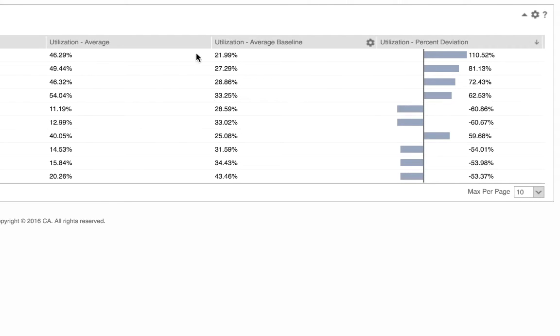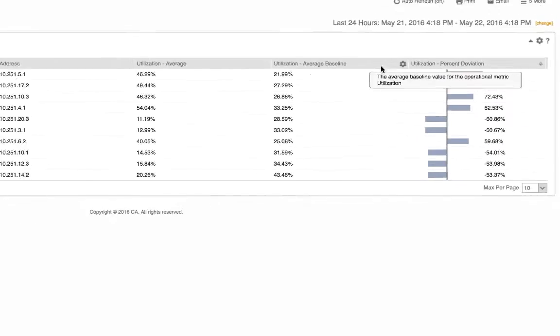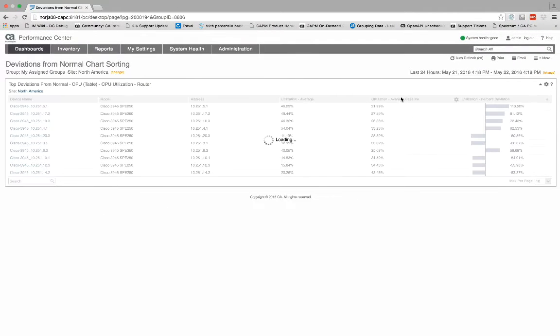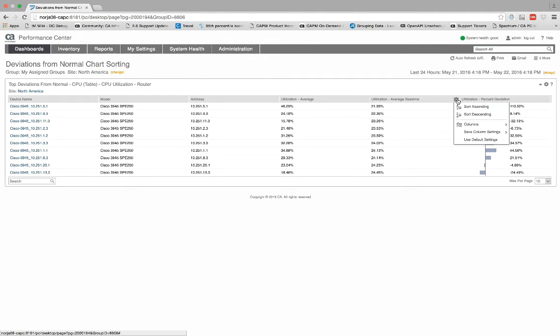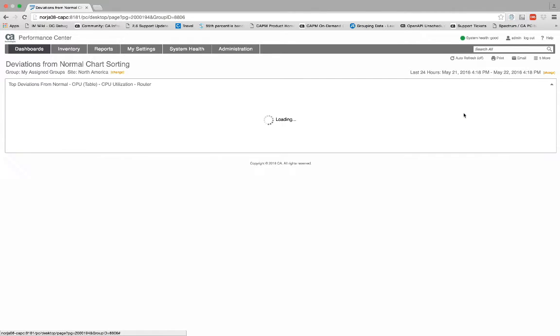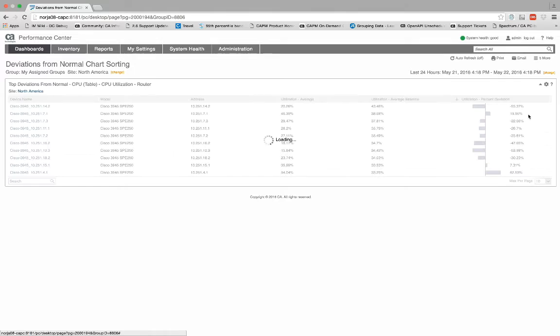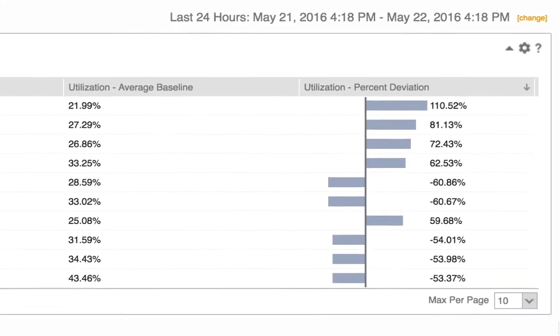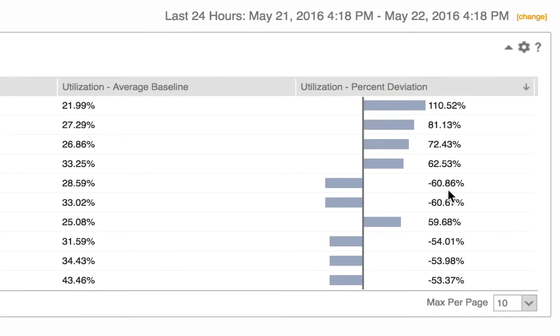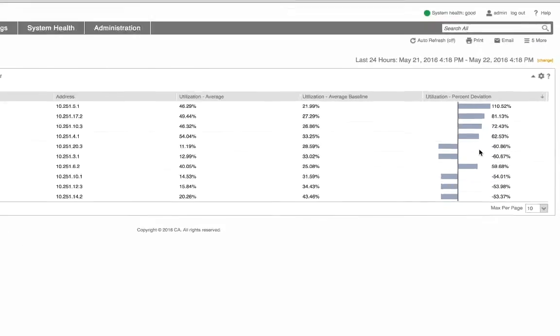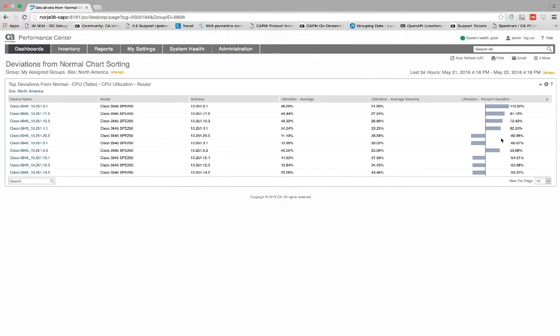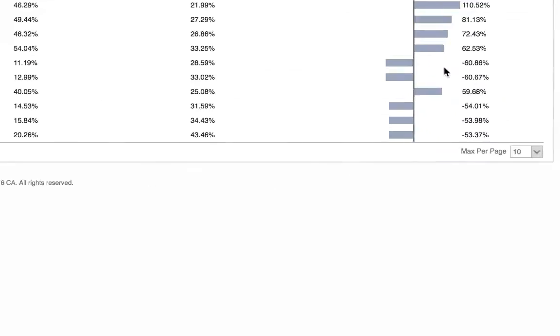In this example, I can see how my CPU utilization has differed from previous baselines over the past 24 hours. I can understand average information, baseline average information, and the percent deviation based on the two. I can sort to understand metrics based on user-specified sort patterns. And I can also sort using the deviation without regard to whether the value is negative or positive. This provides me the cleanest view of understanding what's changed the most.